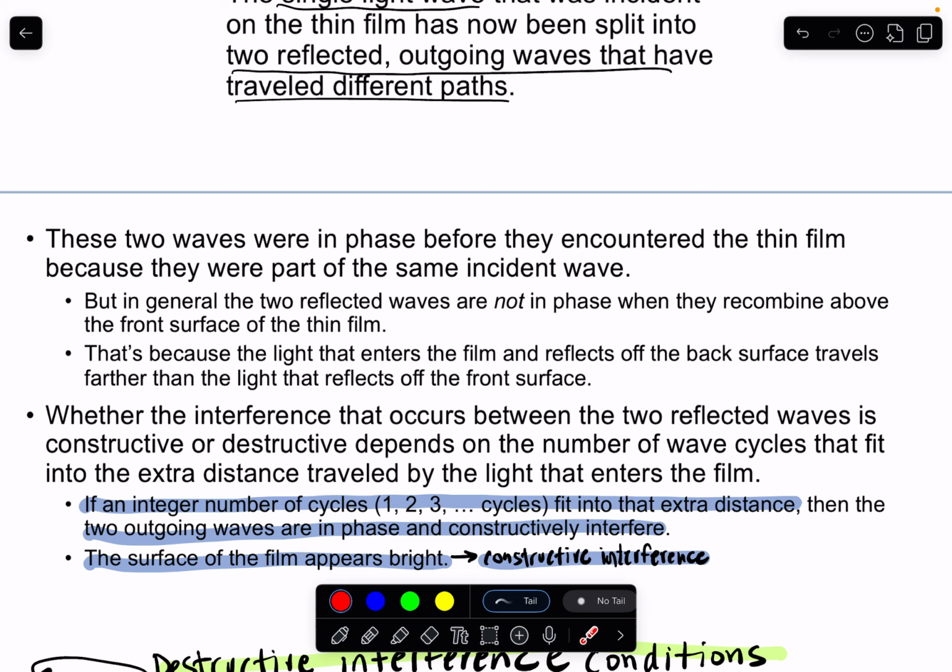And so whether interference is constructive or destructive is going to depend on the number of wave cycles that fit into that extra distance, okay? To get constructive interference, the number of wave cycles that fit into that extra distance should be an integer. If that extra distance adds up to some integer number of wavelengths, then those two outgoing rays are going to constructively interfere, and we're going to see a bright reflection of that color.